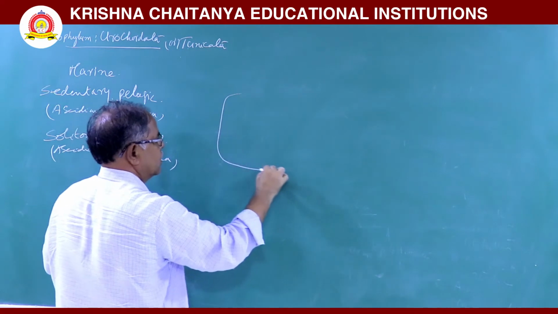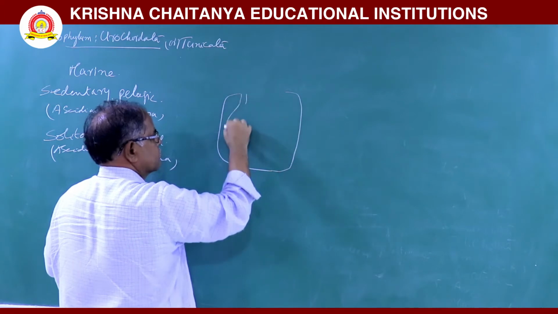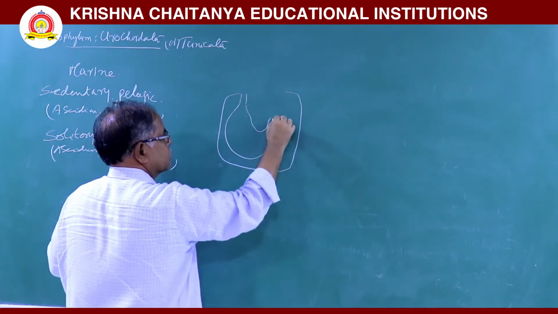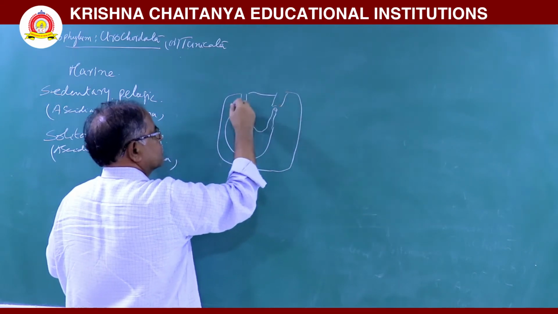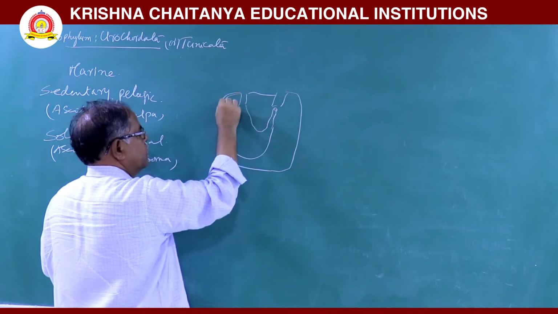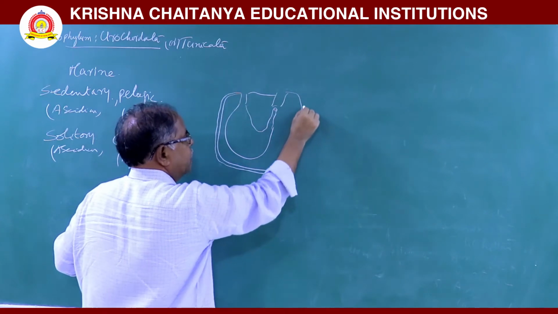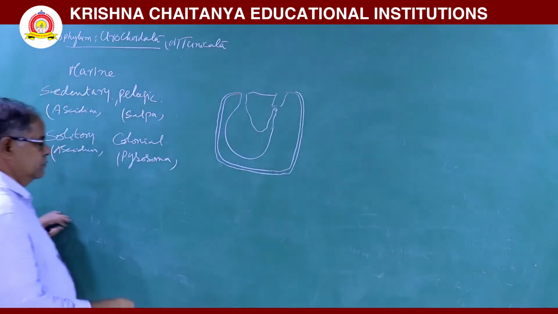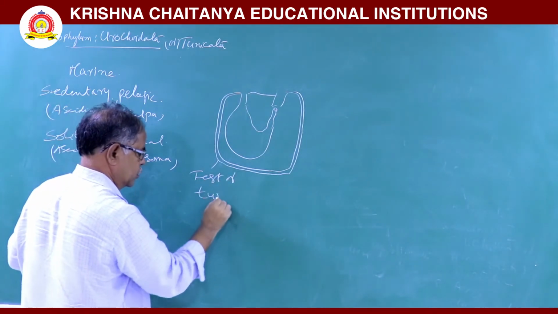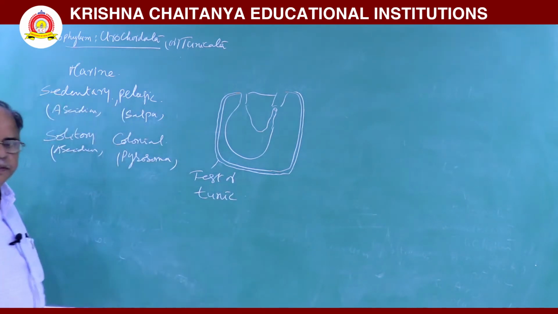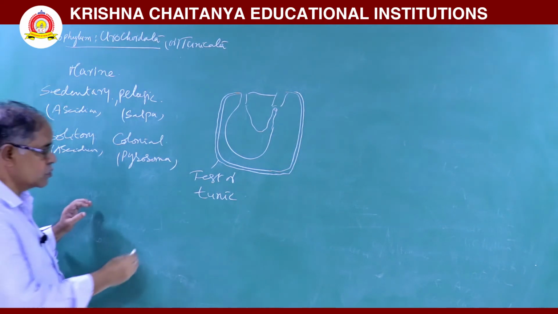This is an ascidian diagram. The body of this animal is covered by a test or tunic. This test or tunic is made up of cellulose.